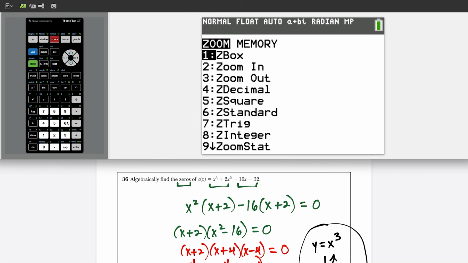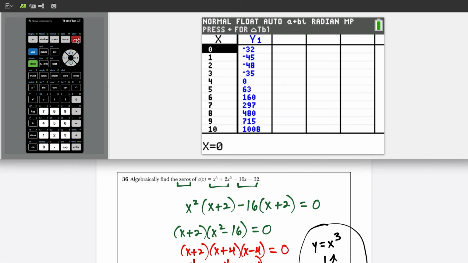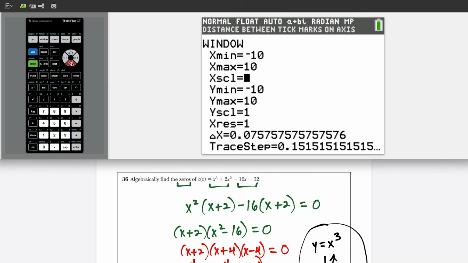Okay, and I'm going to press zoom 6 to put the graph back to normal. And here, if I press second graph, notice that when x goes out to 10, we're up to 1008. And when x goes out to negative 10, we're down to negative 672. So I'm going to go to the window here, and I'm going to bring this out to negative 1500 to positive 1500. That way I get a really nice picture of what's happening.